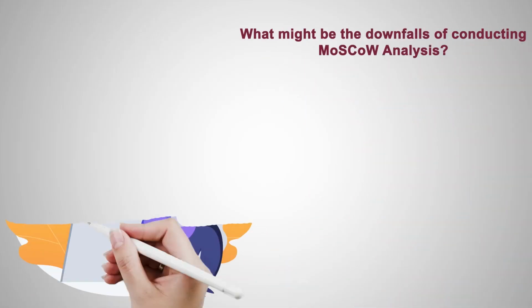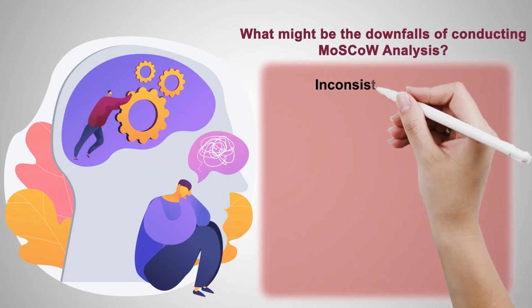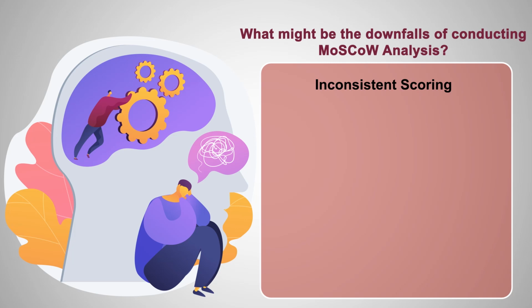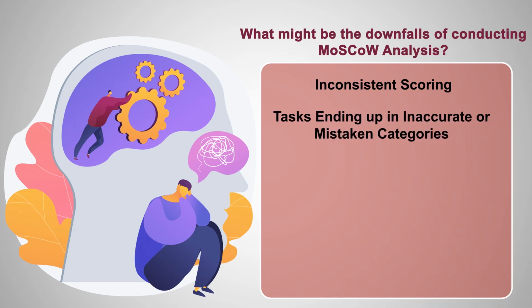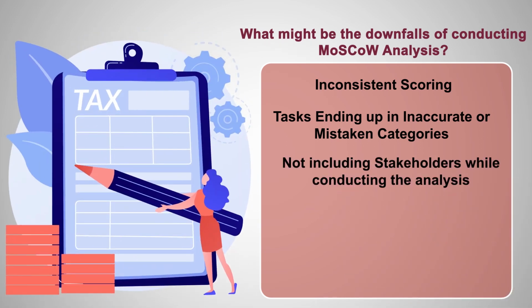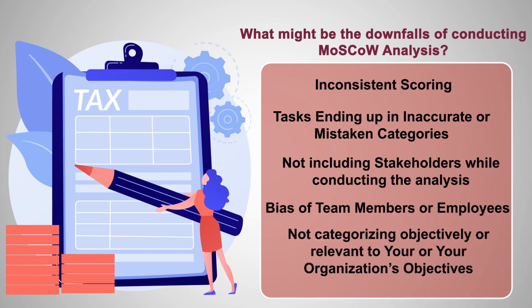What might be the downfalls of conducting MoSCoW analysis? Inconsistent scoring. Tasks ending up in inaccurate or mistaken categories. Not including stakeholders while conducting the analysis. Bias of team members or employees. Not categorizing objectively or relevant to your organization's objectives.